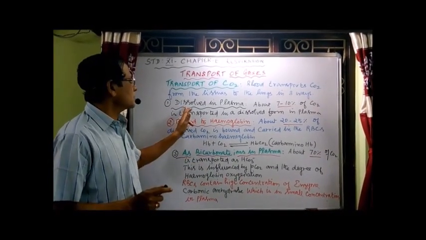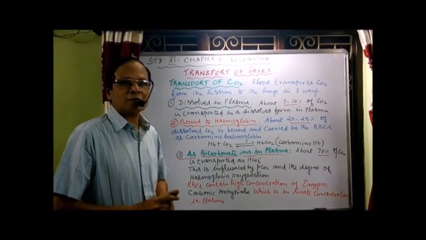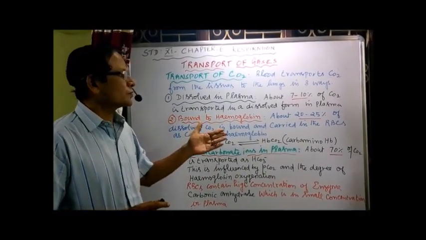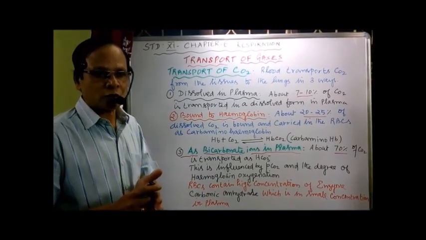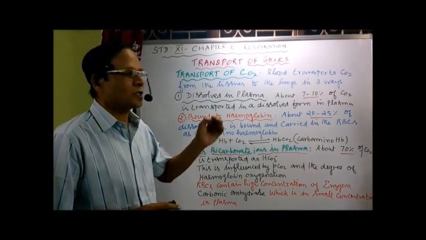Number 1, dissolved in plasma. About 7 to 10% of carbon dioxide is transported in dissolved form in plasma. It combines with water to form carbonic acid, that is transported in dissolved form, only a small amount.